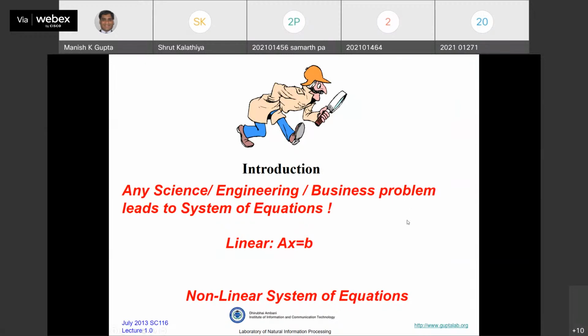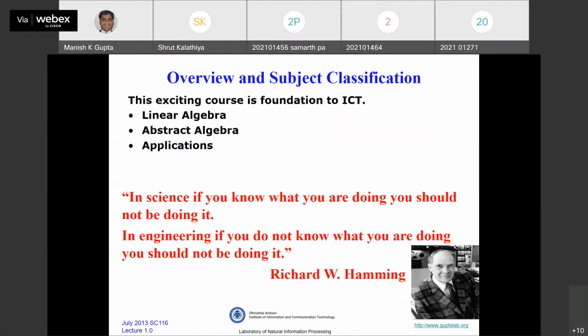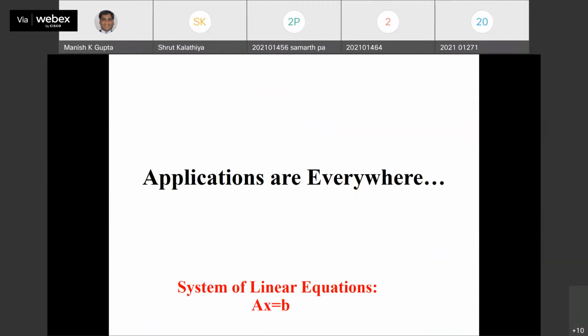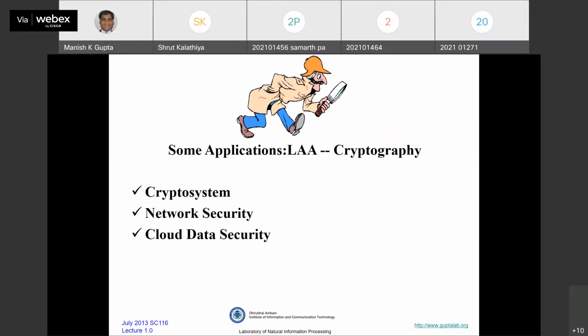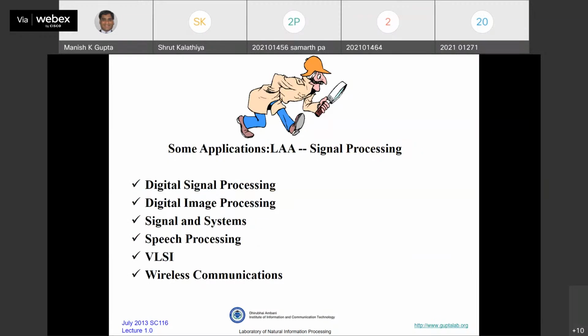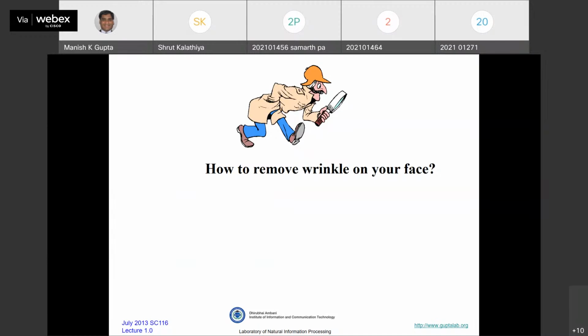So as I mentioned, any science, engineering, business problem ideally leads to system of equations. Equations are everywhere. So what are the applications? Space and satellite communication, data transmission, data storage, digital audio, video transmission, mobile communication, cloud computing. Everything is there, okay? These are some applications of coding theory. And of course, cryptography, security, crypto system, network security, cloud data security, homomorphic encryption, and so on. Signal processing, digital signal processing, image processing, signals and systems, speech processing, VLSI, wireless communication. You pick up any topic. It's such a powerful thing, right? So now let me show you how to remove wrinkle on your face.